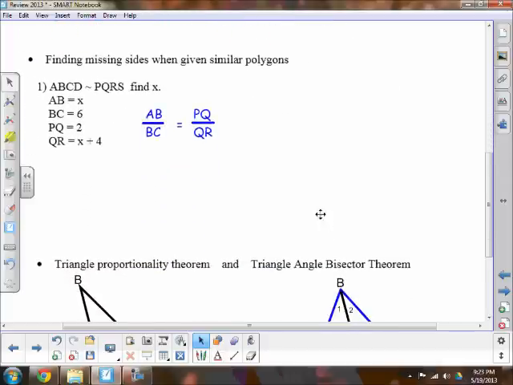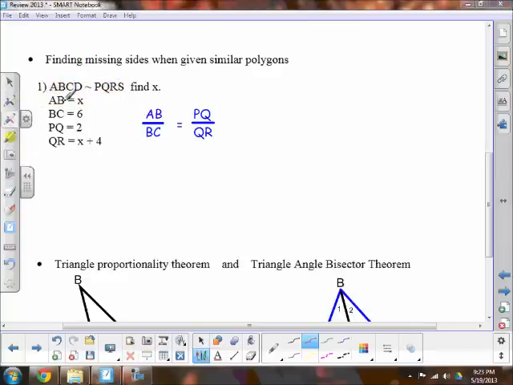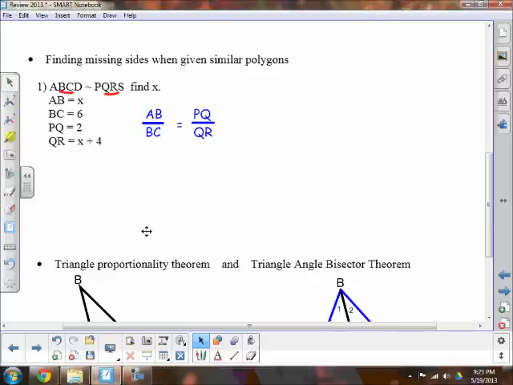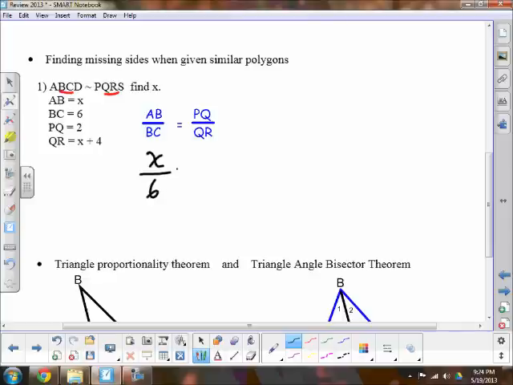We can also use this not just for perimeters, but for individual sides. For example, in the second question, ABCD is similar to PQRS. Now recall that when we label similar polygons, corresponding similar parts correspond to the other similar parts, so that AB will correspond to PQ. Similarly, BC will correspond to QR. That's where we get this ratio. AB over BC is proportional to PQ over QR. When I fill in my missing parts to that, I get the following ratio.